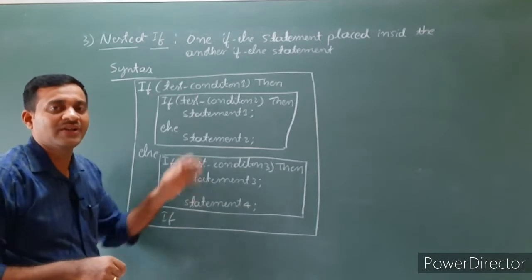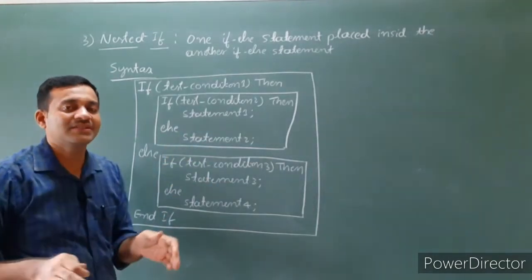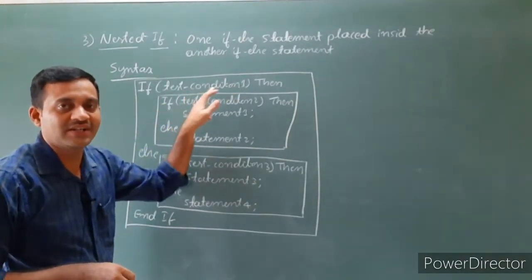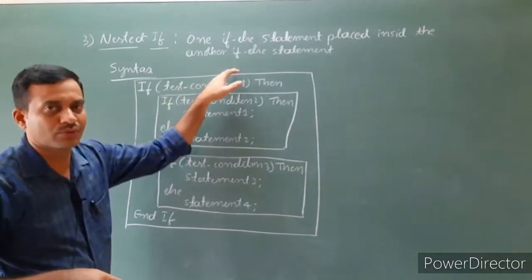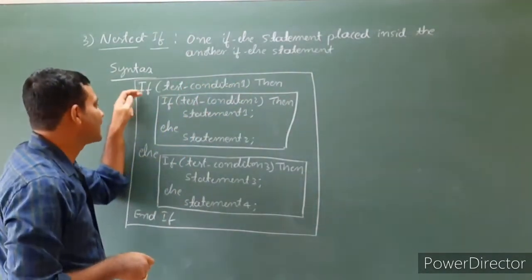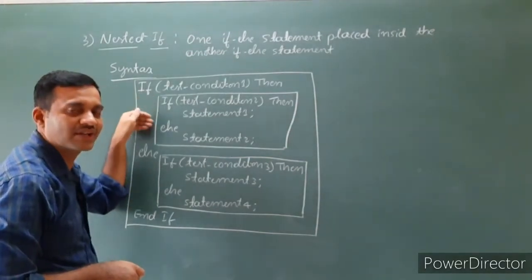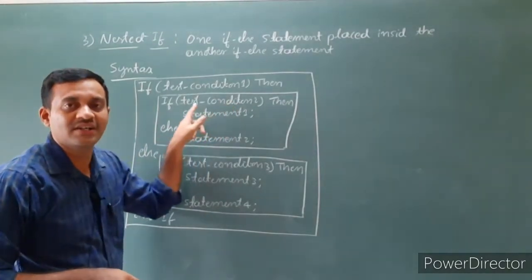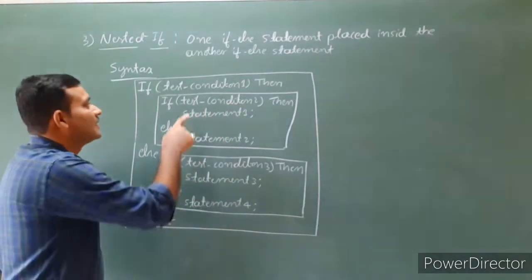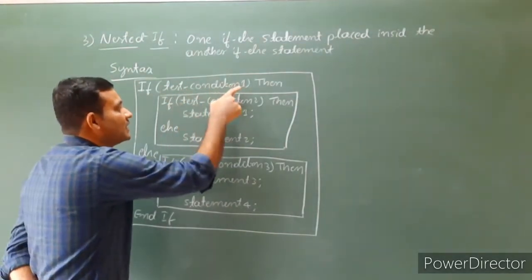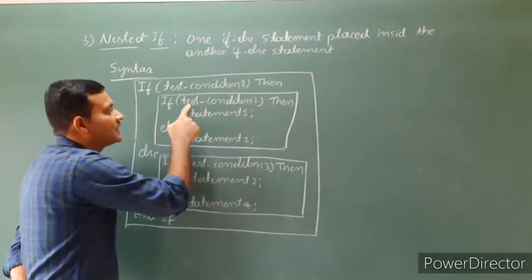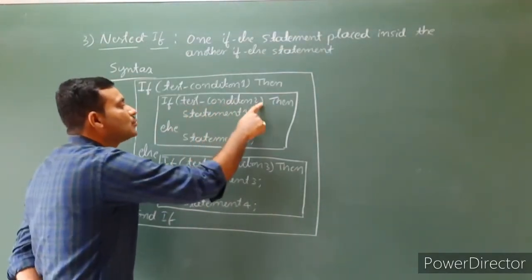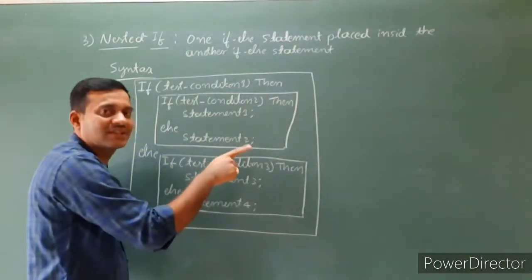See the working principle of nested if else. It is the same as the if else construct. First verify test condition 1. If it is true, then it executes the succeeding statement. But in the succeeding statement, again we have one more test condition, that is test condition 2. After test condition 1, it verifies test condition 2. If it is true, then statement 1 is executed. If test condition 2 is false, then statement 2 is executed.